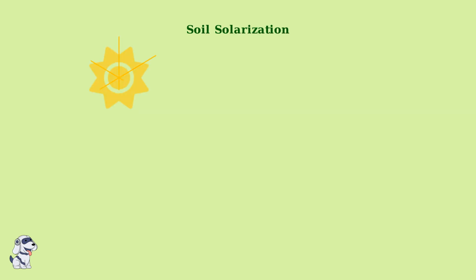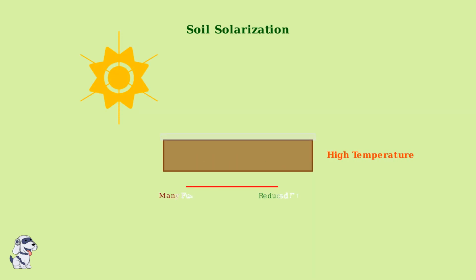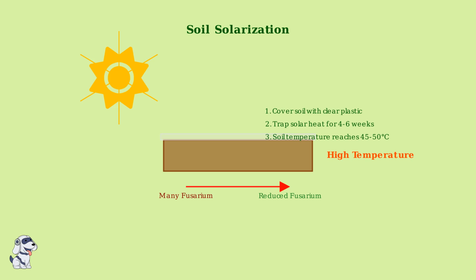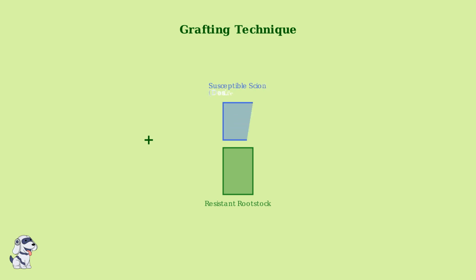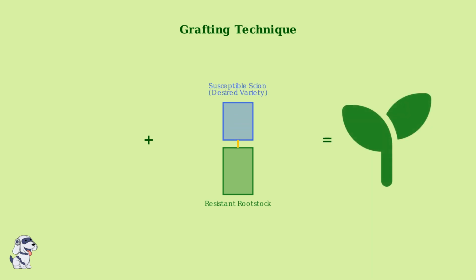Soil solarization is another effective technique that uses solar energy to heat the soil and reduce Fusarium populations. Clear plastic sheeting traps heat, raising soil temperatures to levels that kill the pathogen. Grafting susceptible varieties onto resistant rootstocks combines the desirable fruit qualities of susceptible plants with the disease resistance of hardy rootstocks. This technique allows growers to maintain preferred varieties while gaining protection.